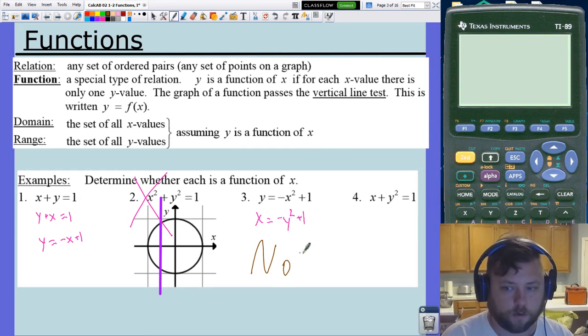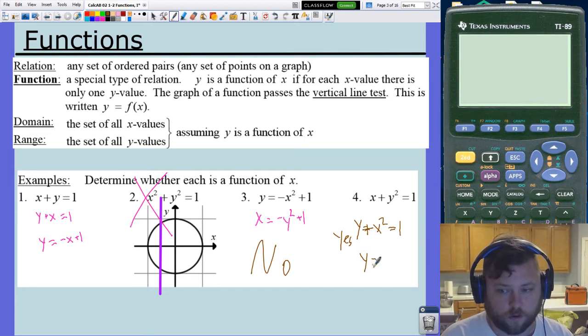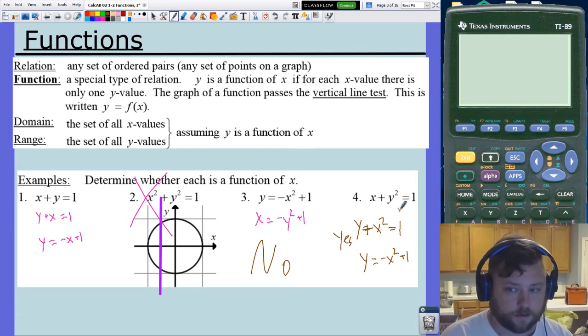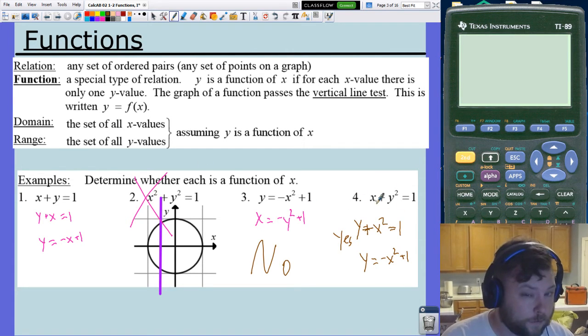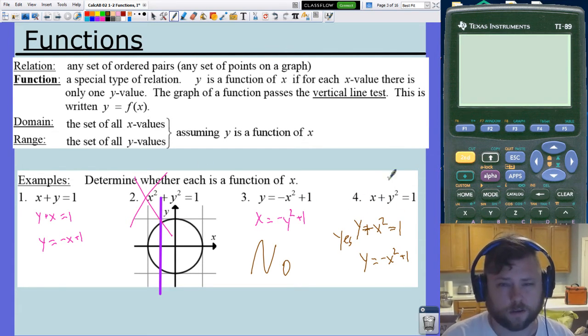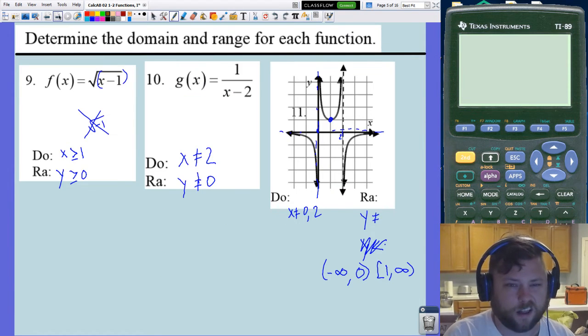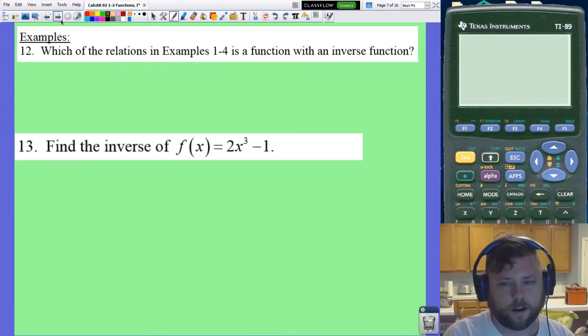So we say no. Number 4 here, if we go y plus x squared equals 1, does this have an inverse function? Yes. This is a function because that's y equals negative x squared plus 1. So it has an inverse function, but this was not a function. It's kind of confusing. Ask questions in class. All right, so we did those.